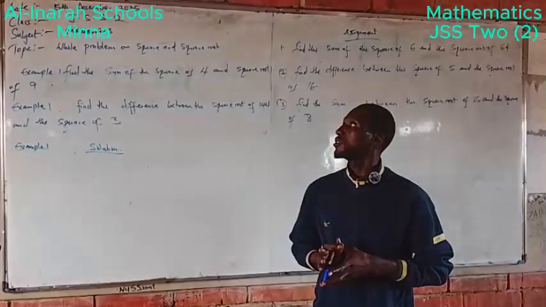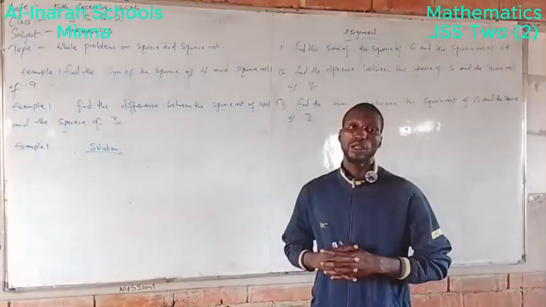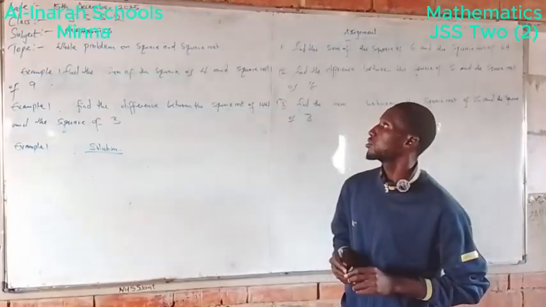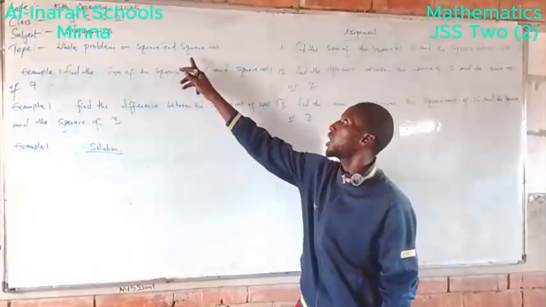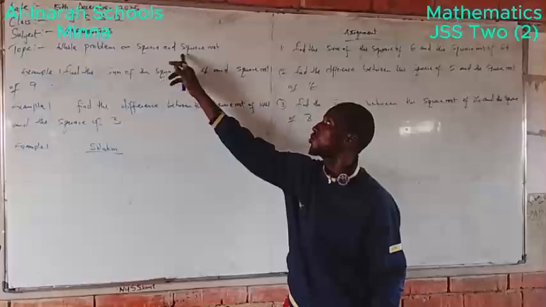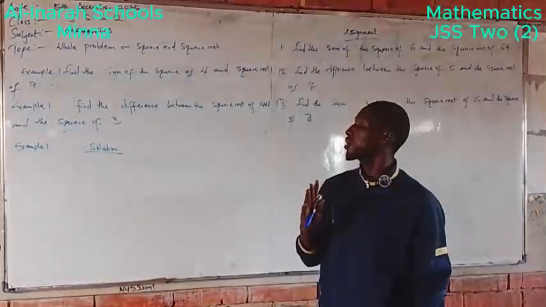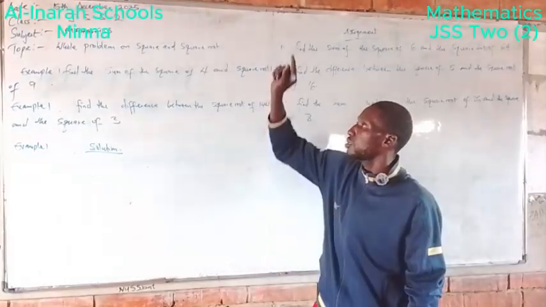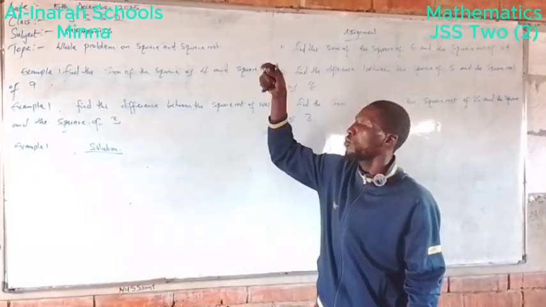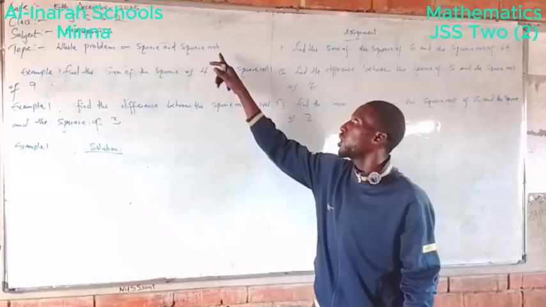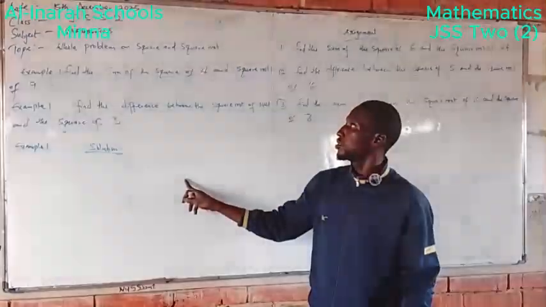I'll be teaching mathematics JSS Two, and today's topic is word problems on square and square root. We have discussed square and square root in our previous class. That is, square is the power written at the top of any number or alphabet, where the square root is a sign.